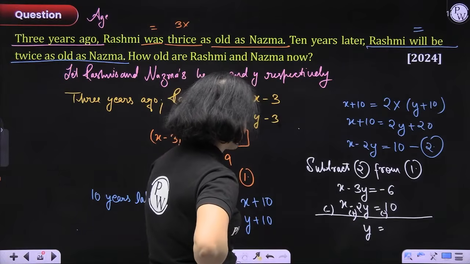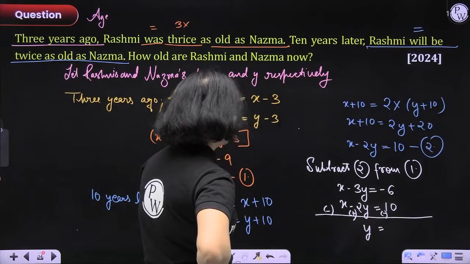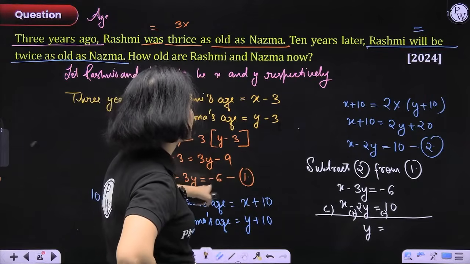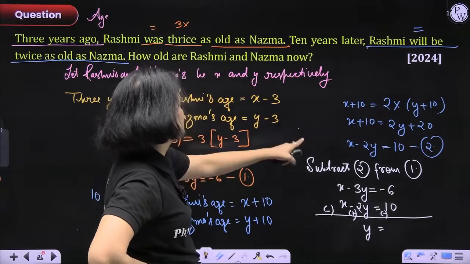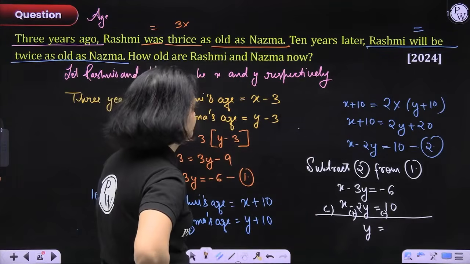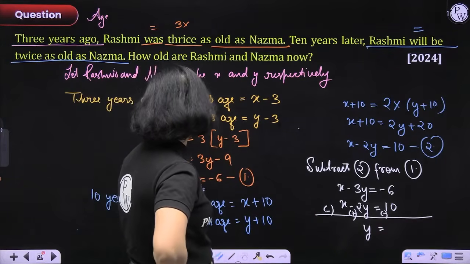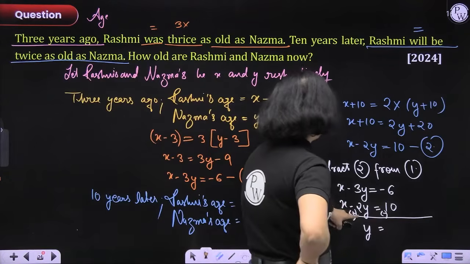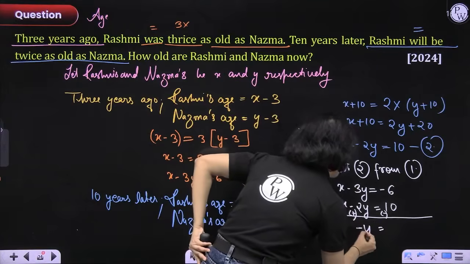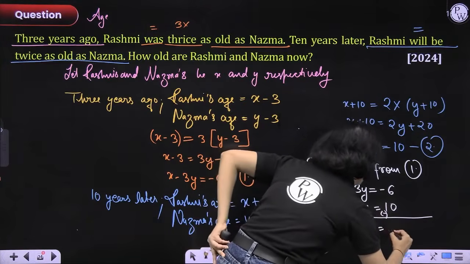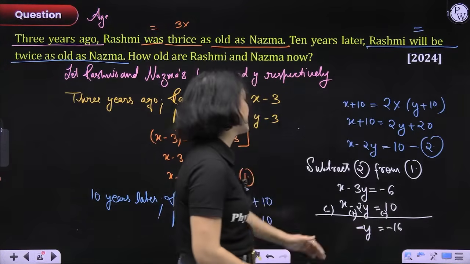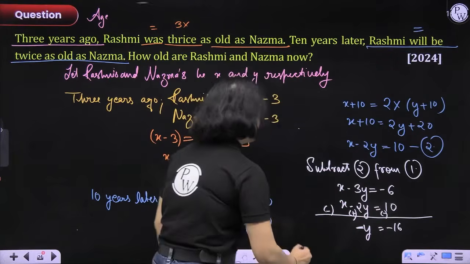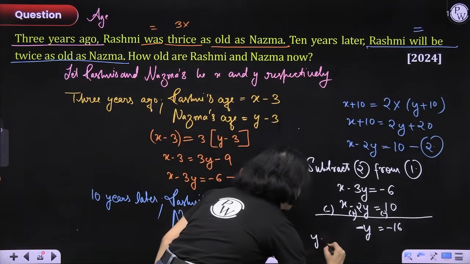Wait a minute. X minus 3y is equals to negative 6 and x minus 2y is equals to 10. Okay. So what do you get? This would be minus, no? Minus y is equals to, here we'll have minus 16. That was the problem. Okay. Minus 3y plus 2y would be minus y, right? So minus y equals minus 16, that means y is equals to 16. Y is equals to 16.